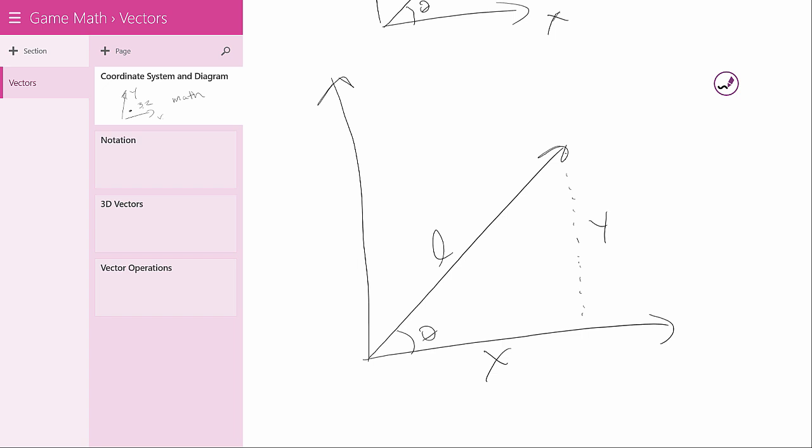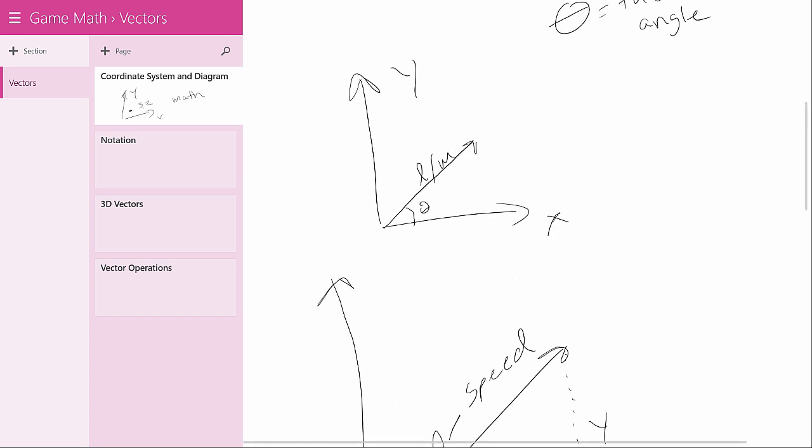You know, we might have the angle we want to work with, and then the speed we want to achieve. That's speed here. We need to get the x and y components, so we'll cover that in vector operations here. Okay, so that is the coordinate system in the diagram. The diagram will look like this. We have a y and x component. We have the angle and the length, or the speed, or the magnitude here.